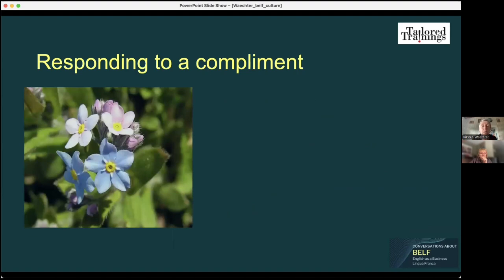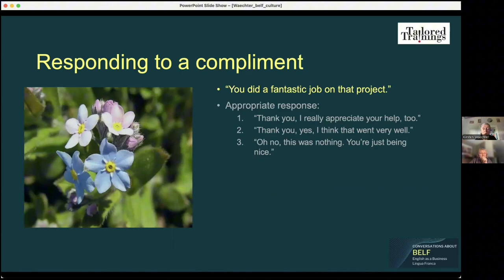And here we come to actually a task for you, responding to a compliment. First of all, there is the assumption that compliments are fine. That is already difficult to discuss. So we have this: you did a fantastic job on that project. And I just want you to tell me in the chat box, which of these would you see as an appropriate response? Number 1, number 2, or number 3?